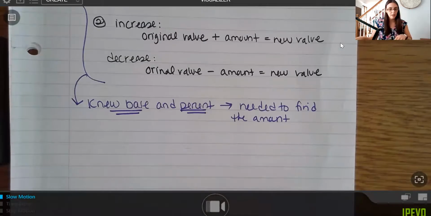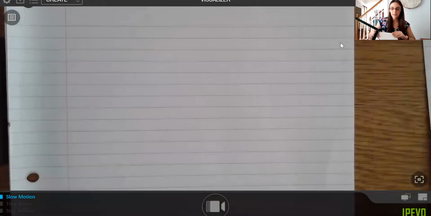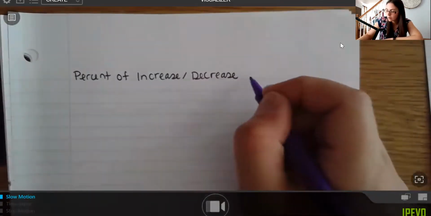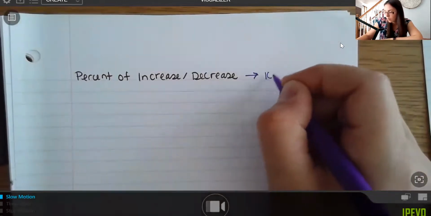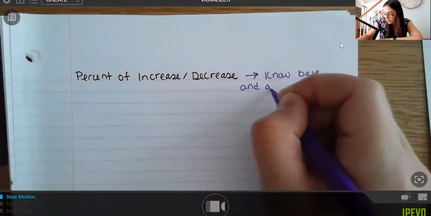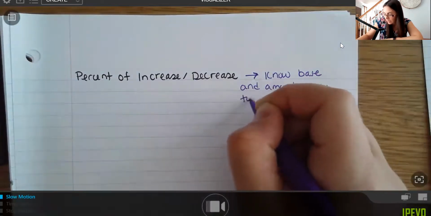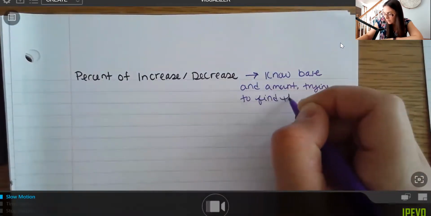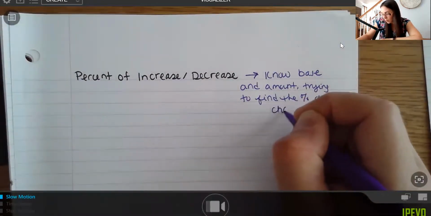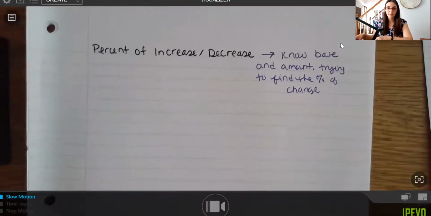Now, in the next example I'm going to do, and this is kind of why I wanted to pause for a second before I jumped in, we're going to talk about percent of increase or decrease. So here we know the base and amount, and we're trying to find the percent of change, whether that's increase or decrease. So again, this is a different style than the last example we just did.